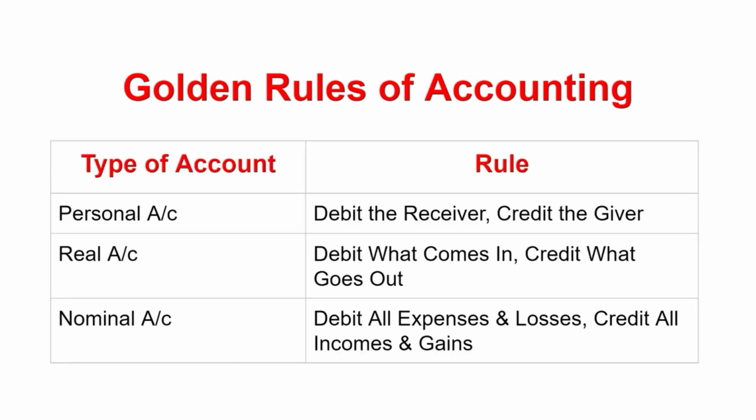Golden rules of accounting. Types of account: personal account. The rule for personal account is debit the receiver and credit the giver. For real account, debit what comes in, credit what goes out. Nominal account, debit all expenses and losses, credit all incomes and gains. Now let's see the example.